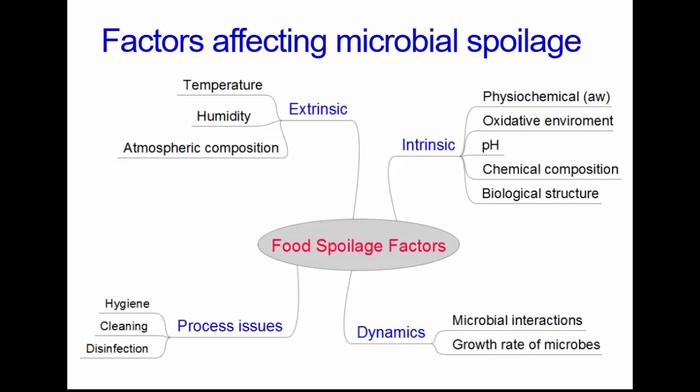Process activity issues are outside the scope of this module and will be discussed in other modules. In this case, the word dynamics refers to issues such as interactions between microbes, especially on surfaces, and more on this in a moment, and the importance of understanding microbial growth rates. Again, you will cover this in other modules.